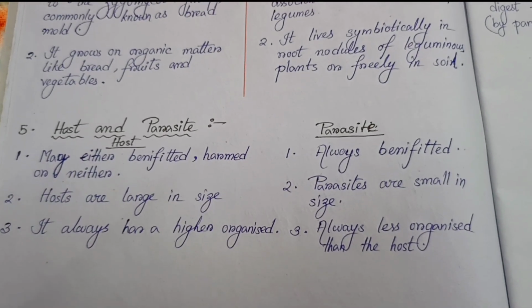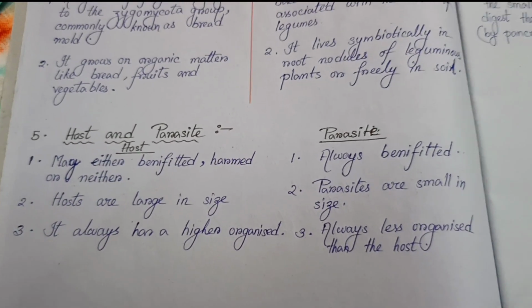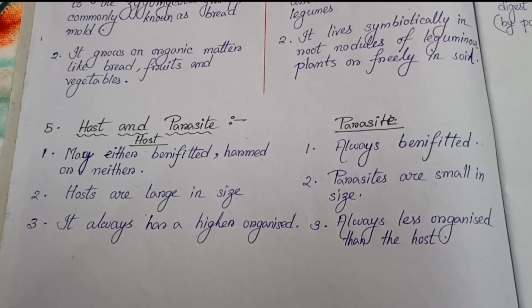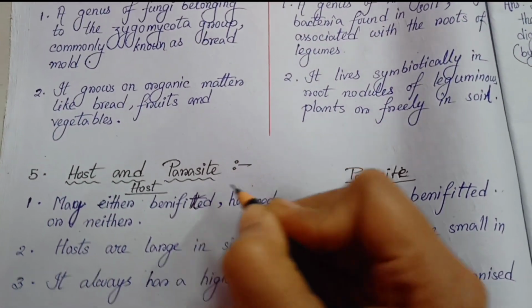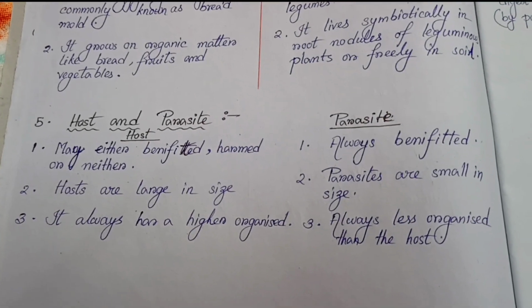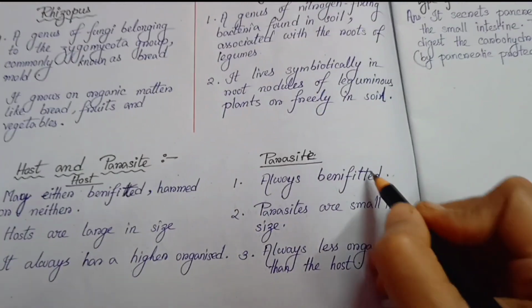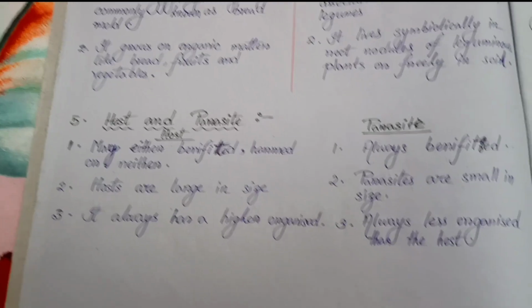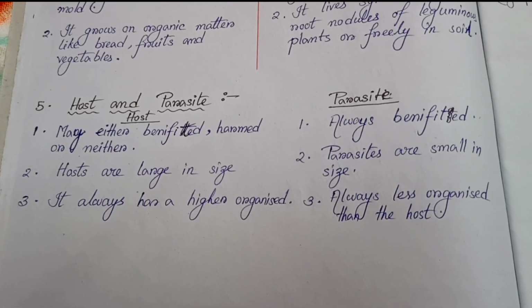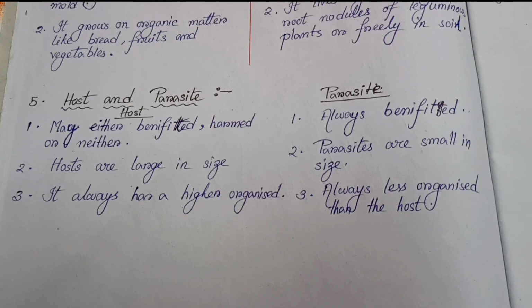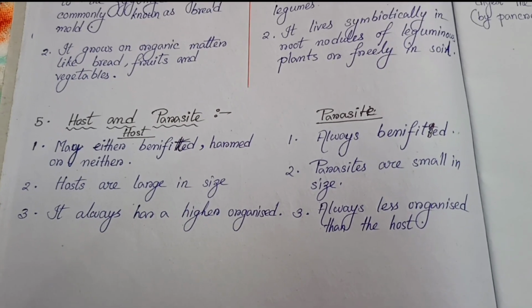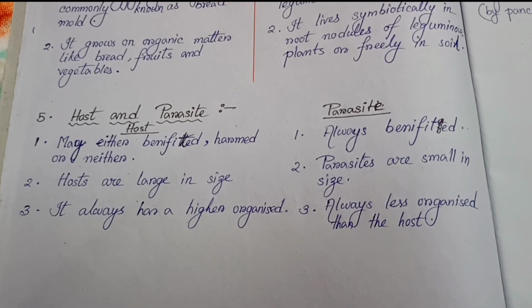Number 5, differentiate between host and parasite. Number 1, may either be benefited, harmed, or neither, always benefited. Okay, number 2, hosts are large in size. Number 2, their parasites are small in size. Number 3, here it always has a higher organization. Number 3, they are always less organized than the host.